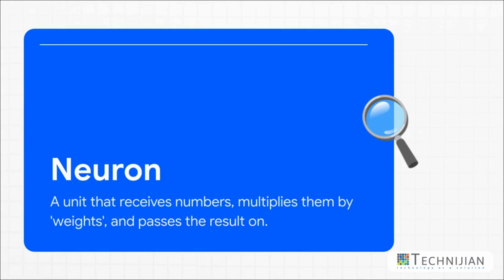So what's a neural network made of? Well, it's made of neurons. And you can think of a single neuron as a tiny little calculator. Super simple. It just takes in some numbers, multiplies them by these things called weights, which are really just more numbers, and then it passes the result on to the next neuron. Now, imagine not one of these, but millions or even billions, all connected together in layers, each one doing its tiny little piece of math.